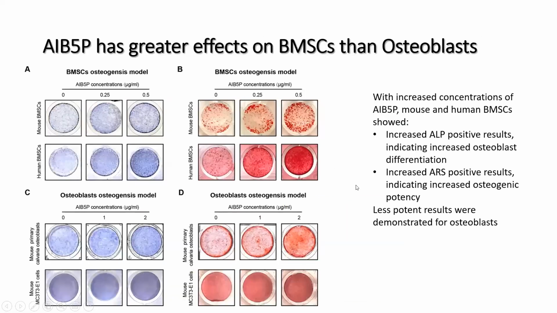Here was just to show that they found that the protein affected stem cells to a greater extent than osteoblasts. So they could achieve the deeper red and blue colors when they applied the protein to stem cells, you can see here, rather than osteoblasts. So they think this protein works most effectively by enhancing the development of stem cells.